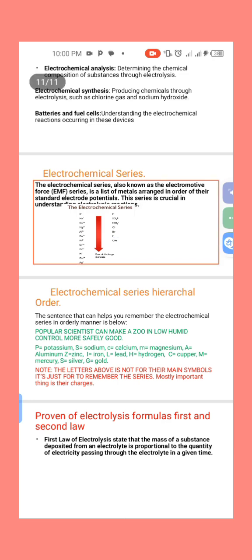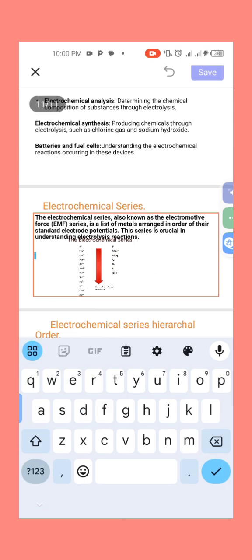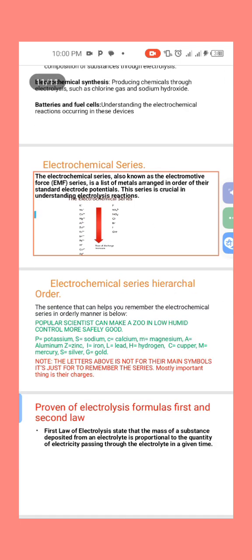have the numbers on top, like potassium carries +1, sodium carries +1, calcium carries +2, magnesium carries +2, aluminum carries +3, zinc +2, iron as well carries +2. So we must know them with their charges, because that charge is very important in calculating electrolysis, especially in the first law.